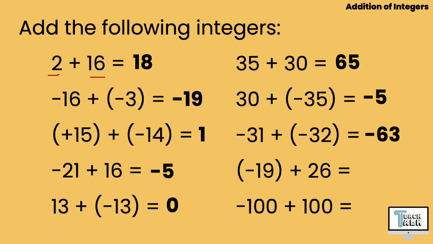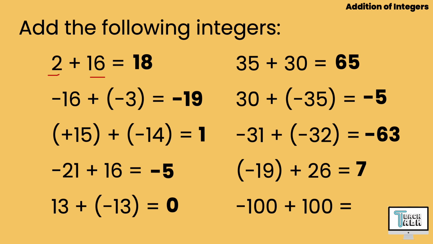Next, second to the last item, negative 19 plus 26. Same signs, different signs? Different signs. Ano ang mas malaki, 19 or 26? 26. Positive ba si 26? Yes, so the answer is also positive. Now, what is 26 minus 19? That is 7. So the correct answer is positive 7 or 7.